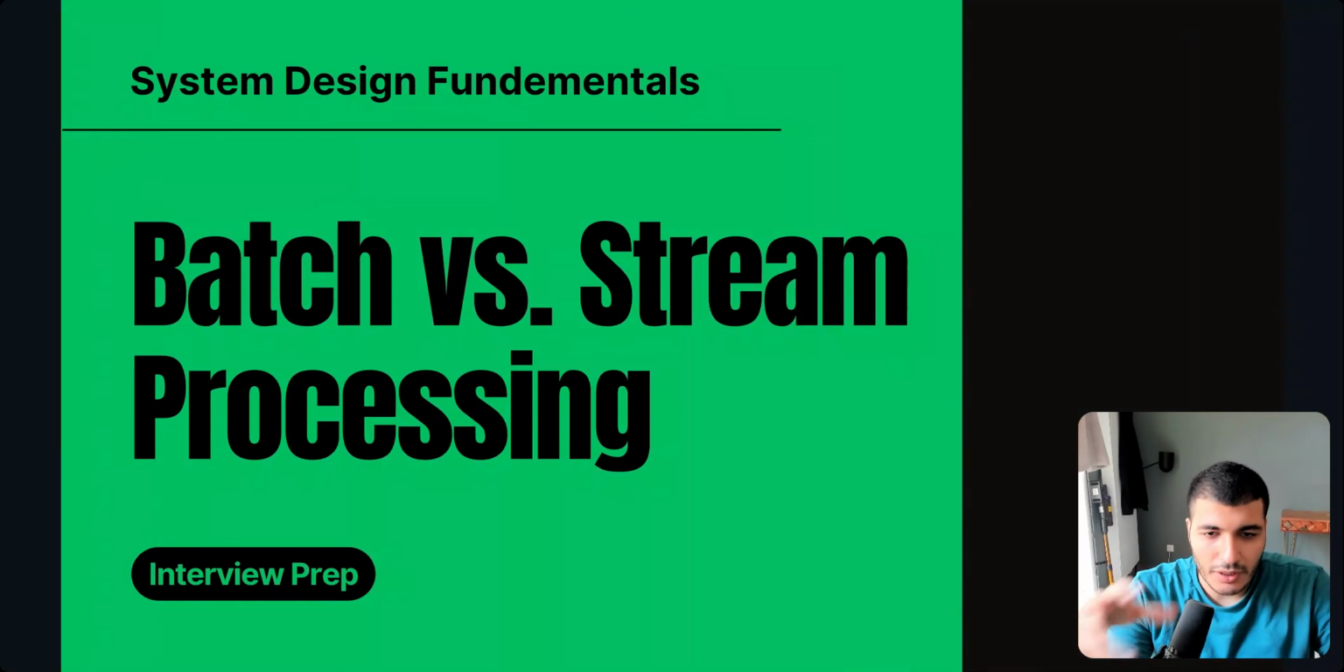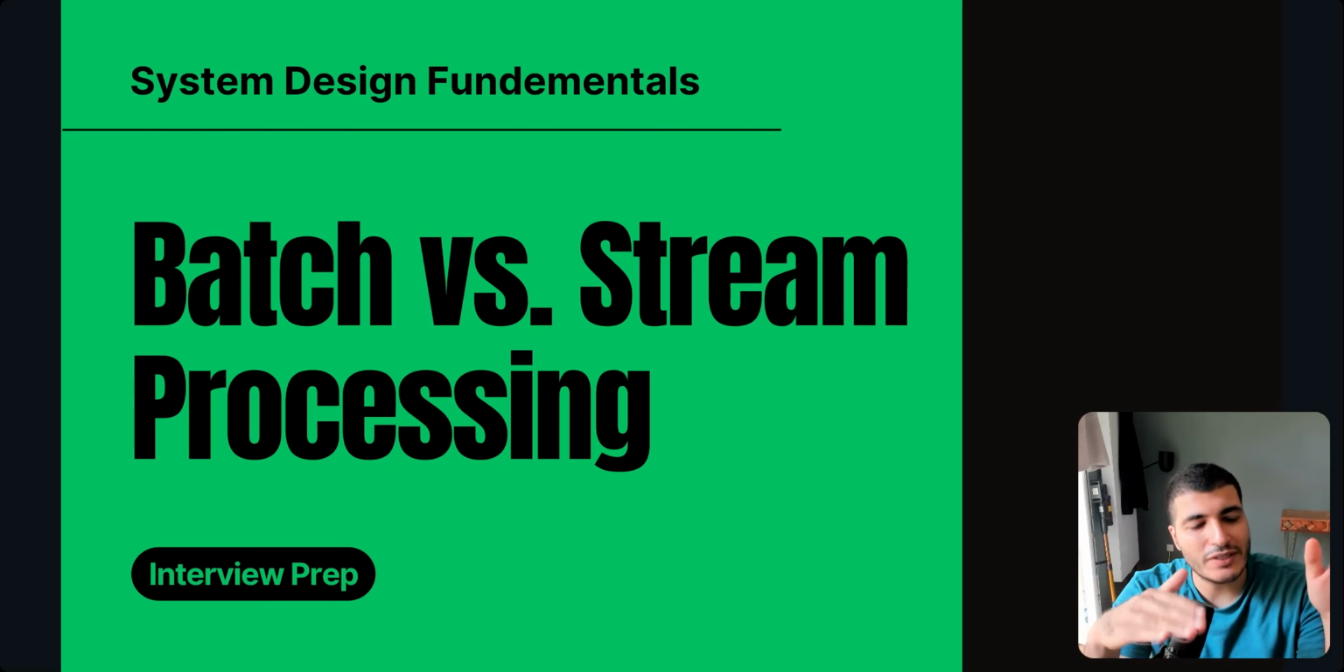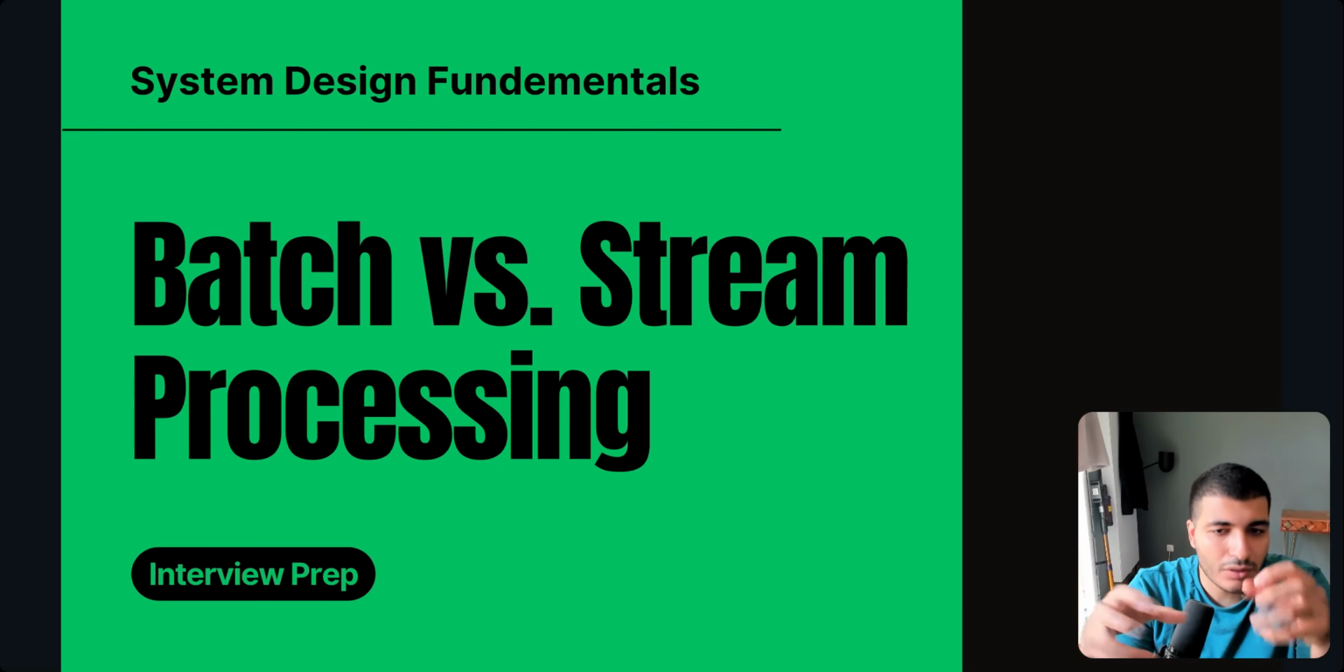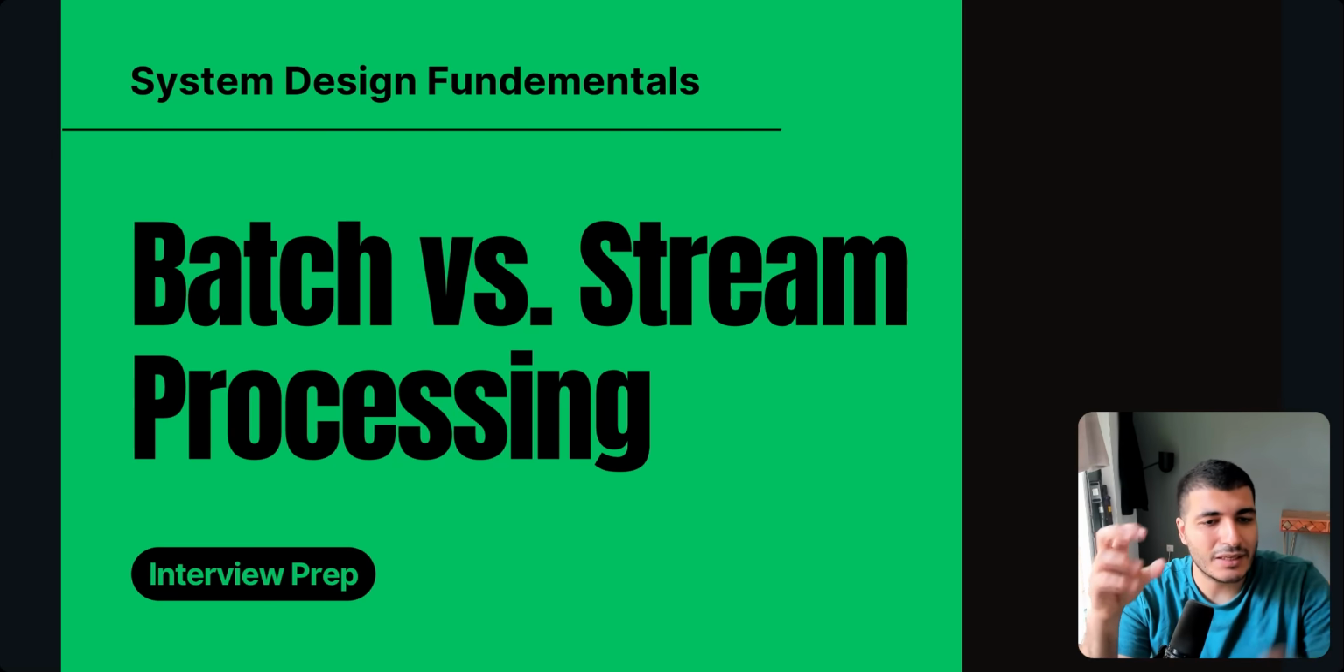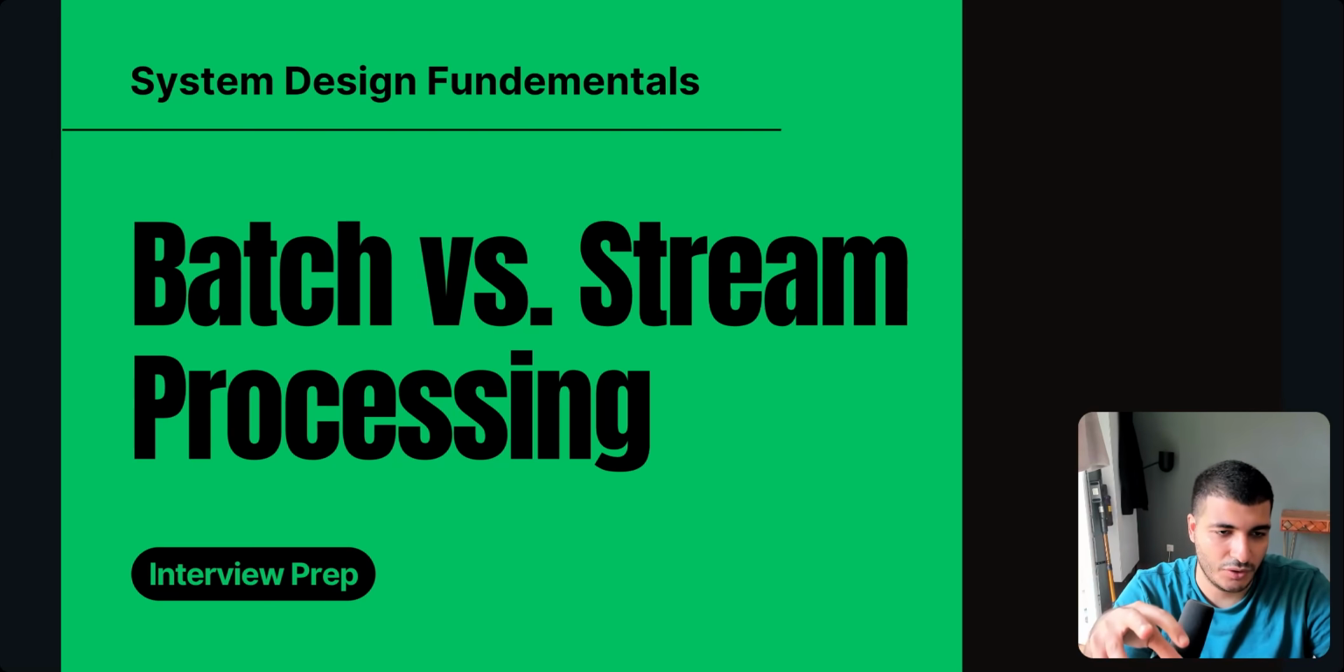In system design, dealing with vast amounts of data is a given, but how do you process it effectively? Do you handle data in large chunks or as a continuous flow? This leads to a fundamental architectural decision, which is batch processing versus streaming processing.